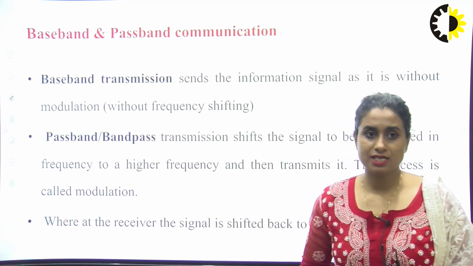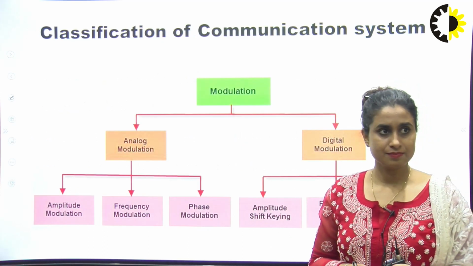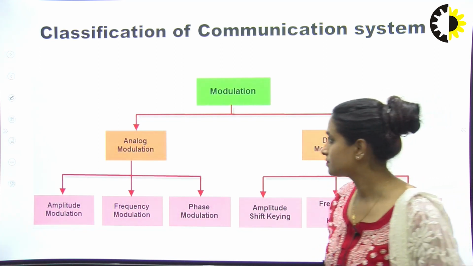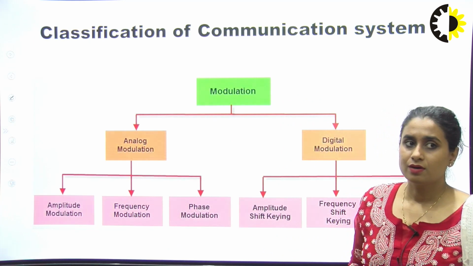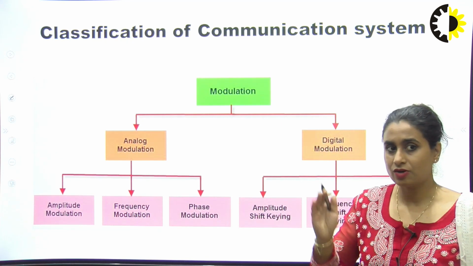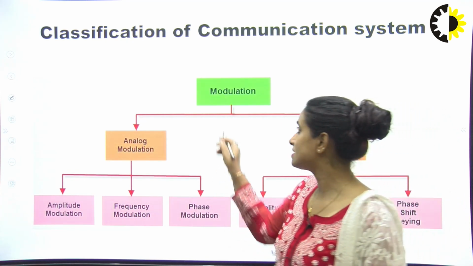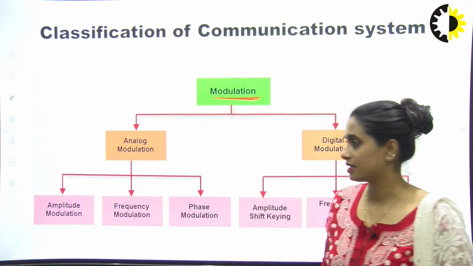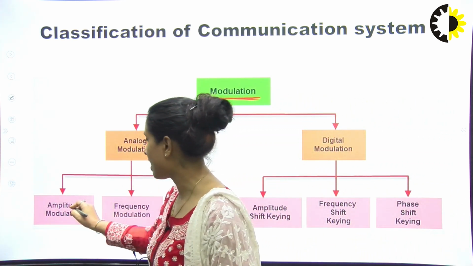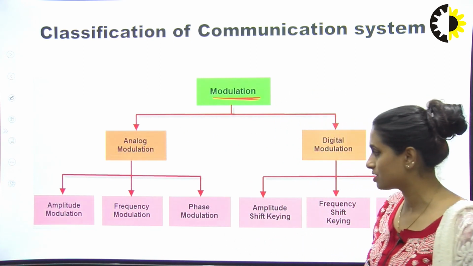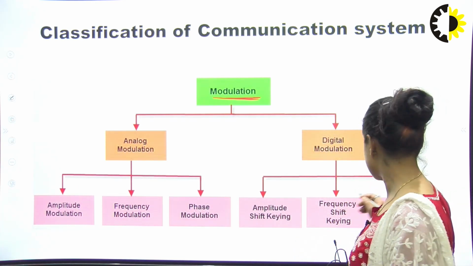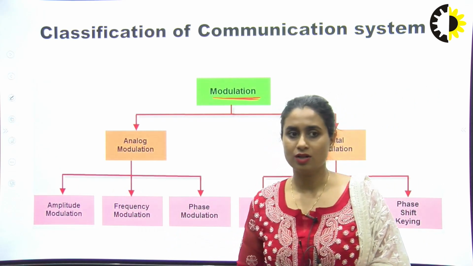Baseband and passband communication we already discussed in detail. This is the classification of communication systems or classification of modulation. On the basis of type of message signal also, we can classify our communication system into analog and digital communication. If I want to classify modulation, I have two major categories, analog modulation and digital modulation. Under analog modulation, I have amplitude modulation, frequency modulation and phase modulation. And under digital modulation, we have amplitude shift keying, frequency shift keying and phase shift keying. We will study all these in detail.